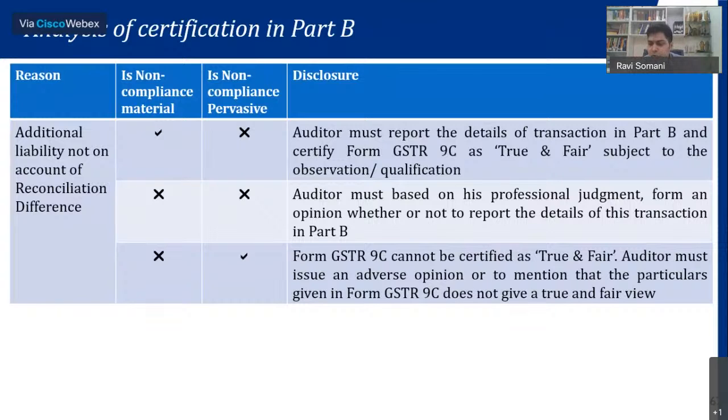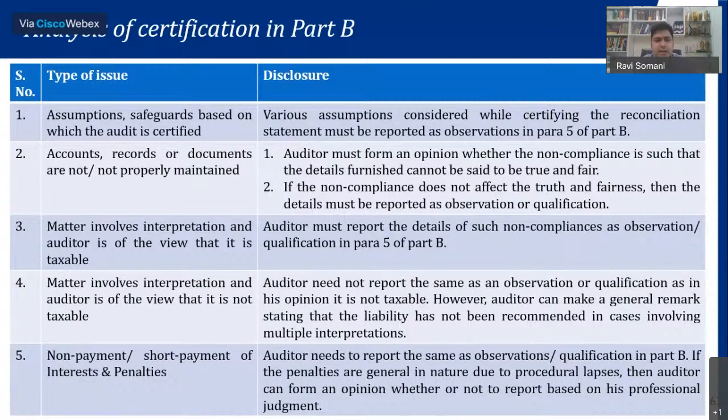But where the assessee is not making the payment despite you being of the view that it is taxable, even if you don't put it as a recommendation in part 5, you don't quantify it, you have to put this as a remark in the part B if it is material. If it is immaterial, you can also take a judgment of not putting the remark. But if it is material or if it is pervasive, you cannot sign, or you need to say it is not a true and fair view. But if it is material, you need to put a remark in part B.